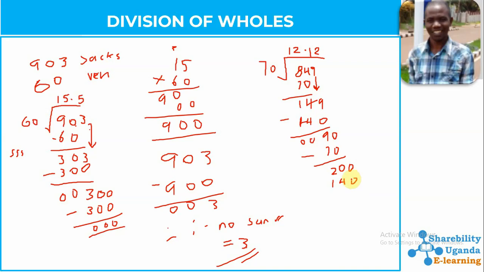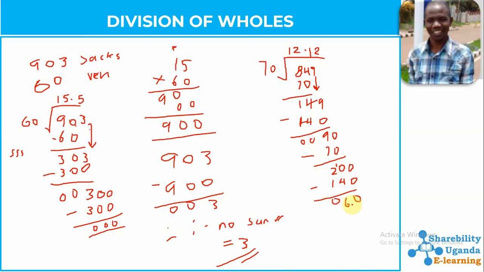140. Okay, that is 2 times 70. So we still do what? Still subtract. We're going to get our 0. We borrow 1 from here, becomes 10. So this becomes 60. Okay, so also this becomes 0.